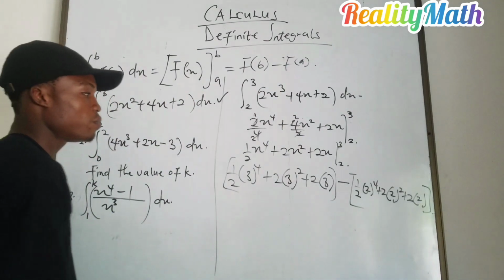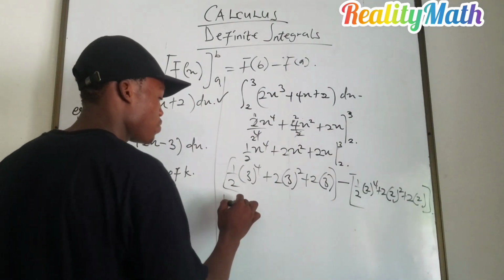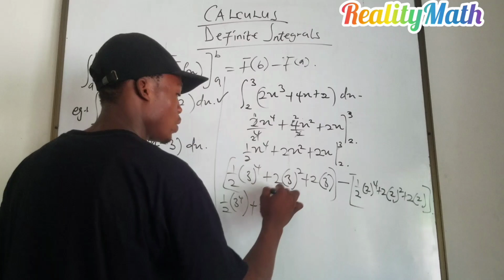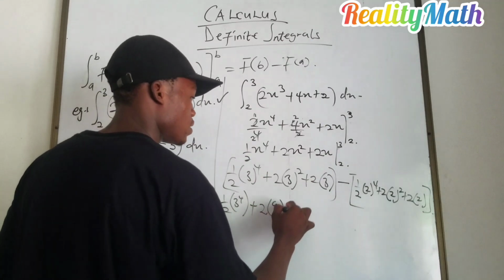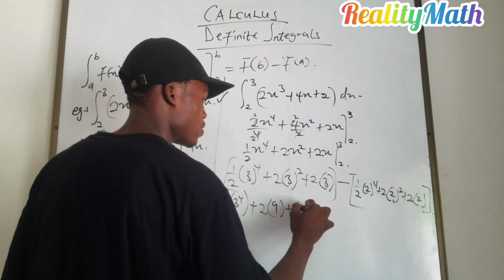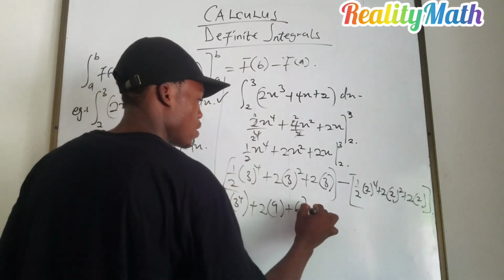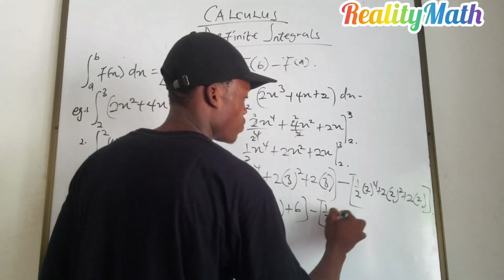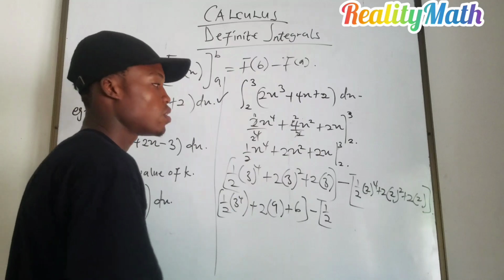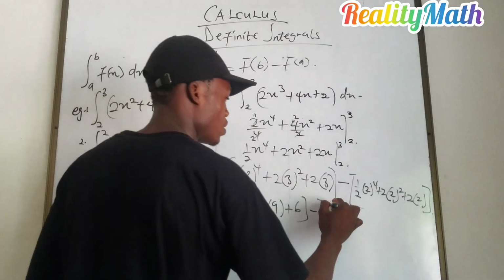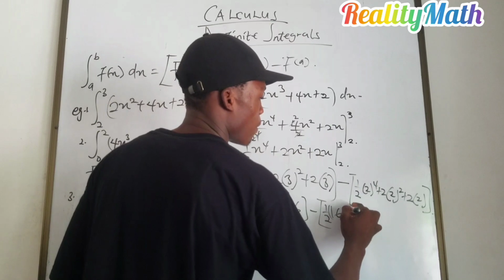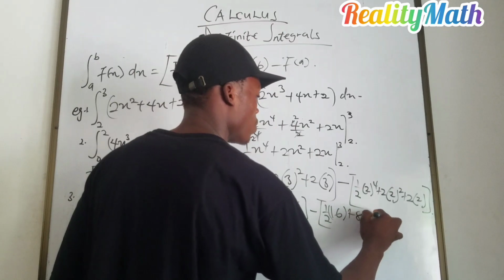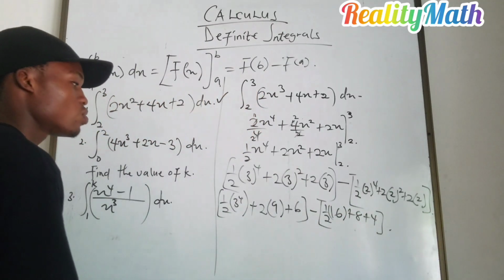Okay, so let's see. This is going to be half of 3 to the power 4 plus 2. 3 to the power 2 is what? 9. Plus 2 times 3 is 6, right? Minus, now what do we have here? We are going to have 2 to the power 4 is what? 2 to the power 4 is 16. So this is going to be 16 plus 2 squared is 4 times 2, which is what? 8 plus 4.